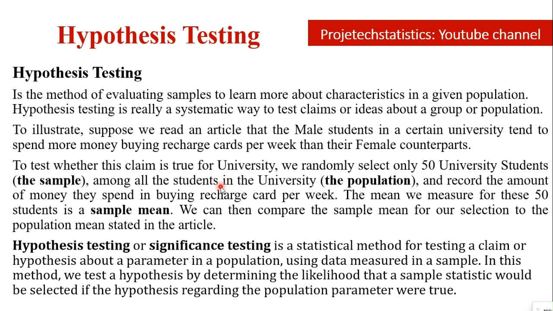Now, hypothesis testing, also known as significant testing, is a statistical method for testing a claim or hypothesis about a parameter in the population using data measured in a sample. You see, you use the data measured in a sample to test the hypothesis about the parameters of a population. So this is very important because we are always using the data measured in a sample. In this method, we test the hypothesis by determining the likelihood that a sample statistic would be selected if the hypothesis regarding the population parameter were true.